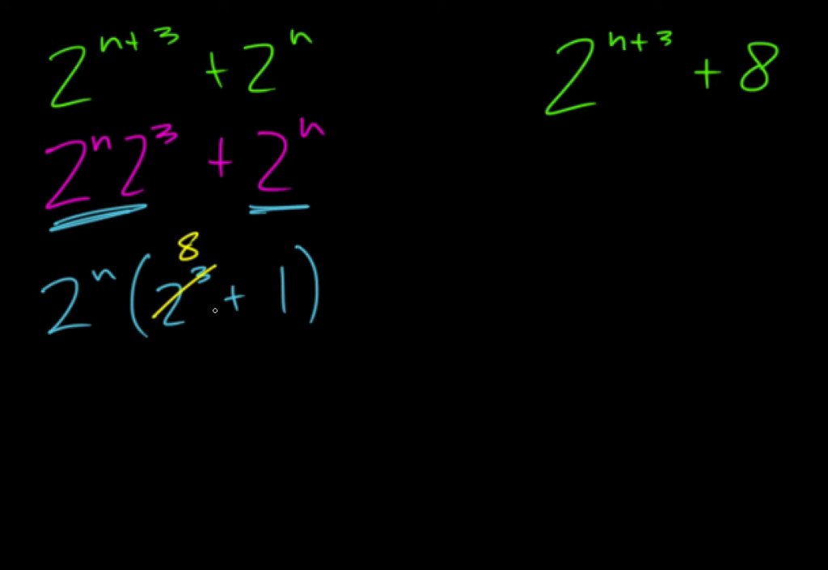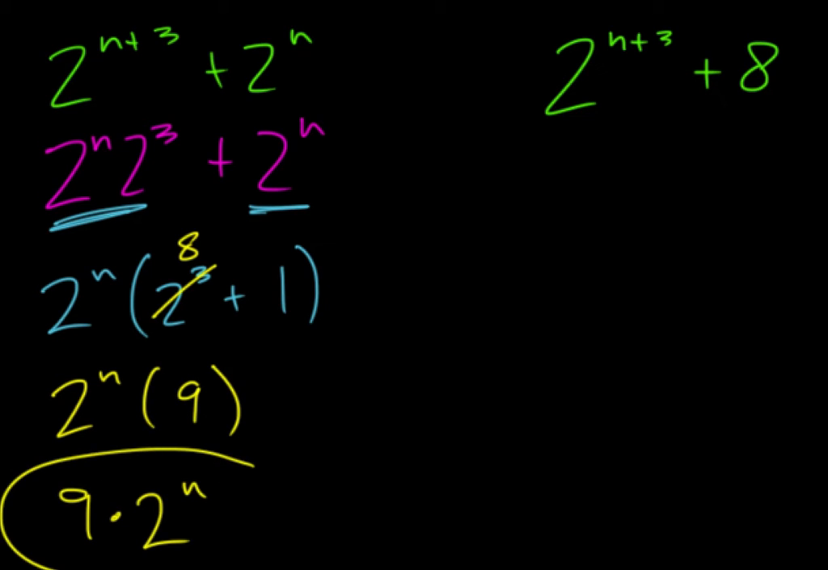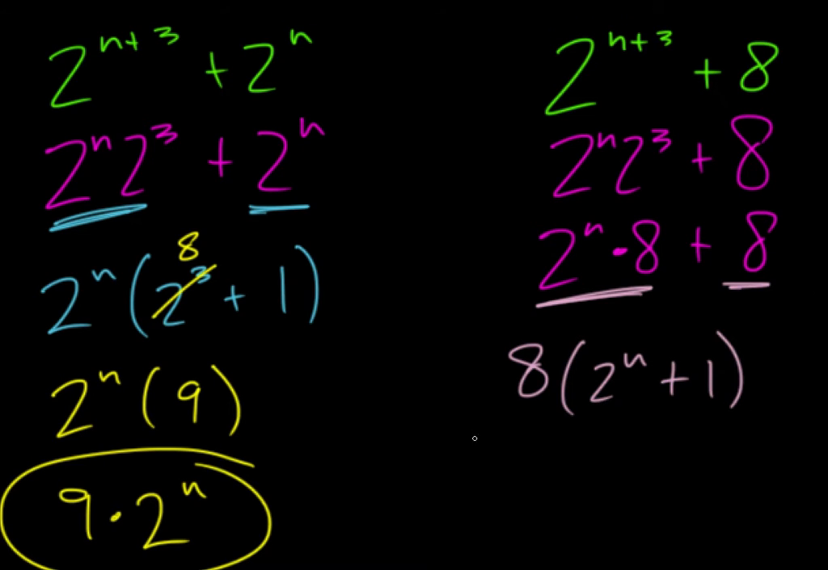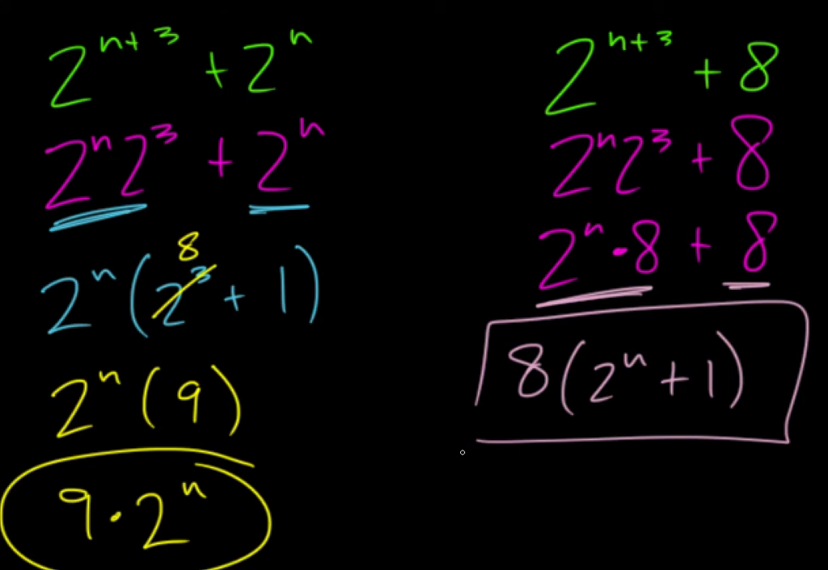This is really just 8. 8 plus 1 is 9. And so we can write it like that. We're going to approach this similar. So 2 to the n, 2 to the 3, plus 8. This time, let's think of it like that. So both pieces have an 8. Take out the 8. And that's all we can do on that one.